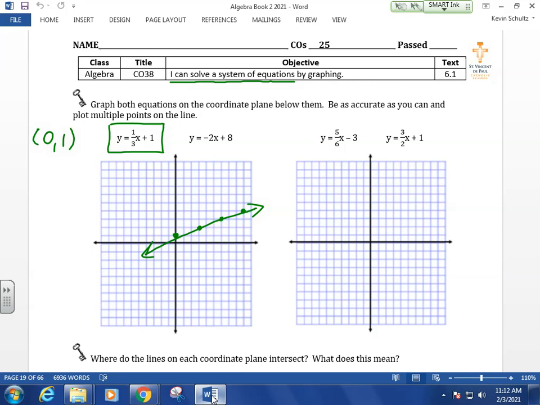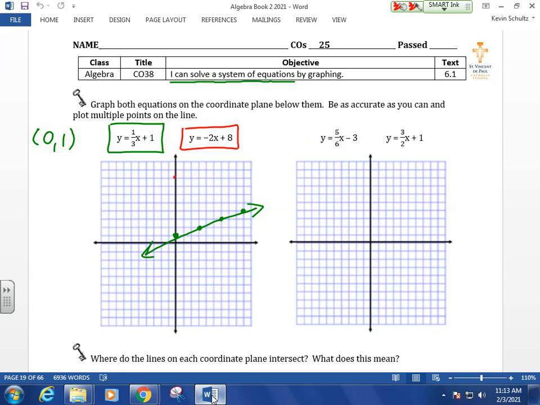Now let's go to the second one. y equals negative 2x plus 8. When we graph this equation, what are we going to be looking for that's going to identify the solution that works in both equations? Because our first line gave us everything that works in the first equation. Our second line will give us everything that works in the second one. What are we going to be looking for to find the ordered pair that works in both? Where they intersect, which is why accuracy is so important, because you want to make sure they intersect in the proper place.